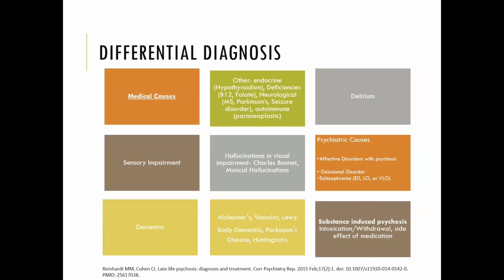Moving on to psychiatric causes, we talked about mood disorders. We didn't talk about bipolar disorder, but certainly that can be a cause. And then the psychotic disorders. The different types of dementia that can cause psychotic symptoms are more than are listed here, but Alzheimer's, vascular, Lewy body dementia, Parkinson's, and Huntington's can be associated with visual hallucinations. We'll talk more about that later. And then substances, either in intoxication, like with stimulant medication, or withdrawal from something like alcohol.